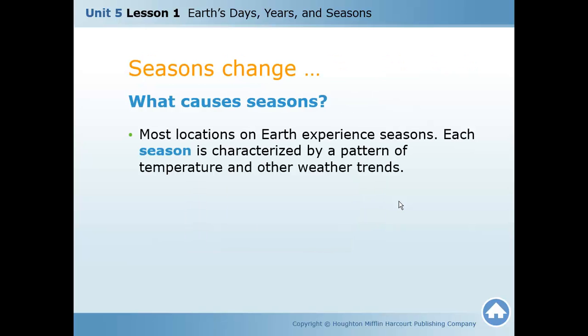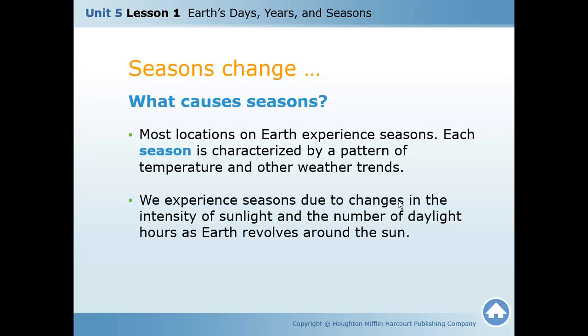Seasons change. What causes seasons? Most locations on Earth experience seasons. Each season is characterized by a pattern of temperature and other weather trends. So think about the 4 seasons we experience: summer, spring, winter, and fall. We experience seasons due to changes in the intensity of sunlight and the number of daylight hours as the Earth revolves around the sun. So how direct is the sunlight hitting us, and how many hours do we get the sunlight?